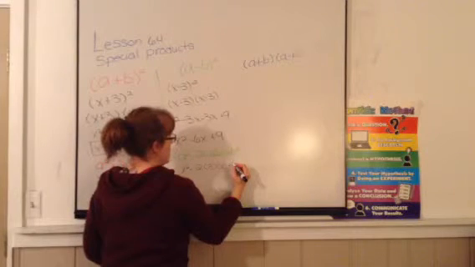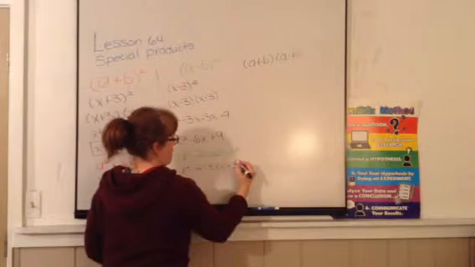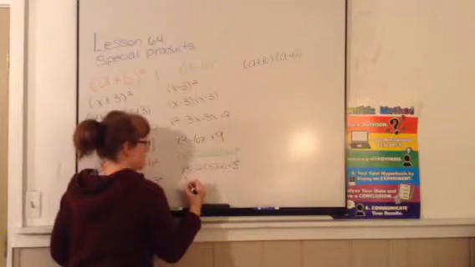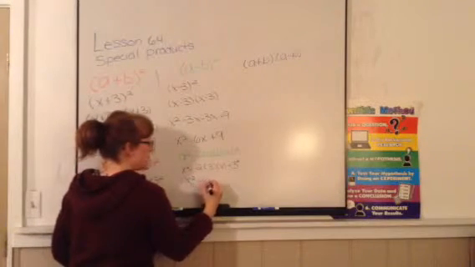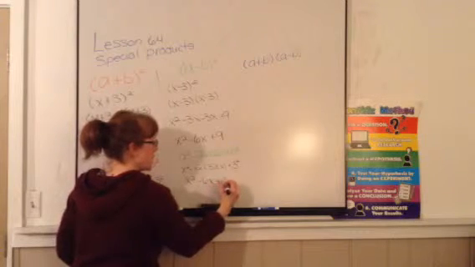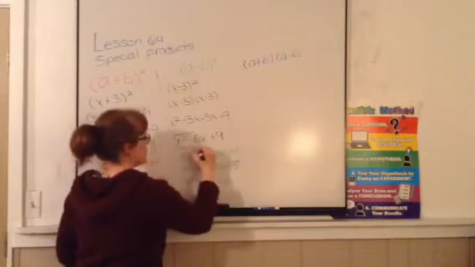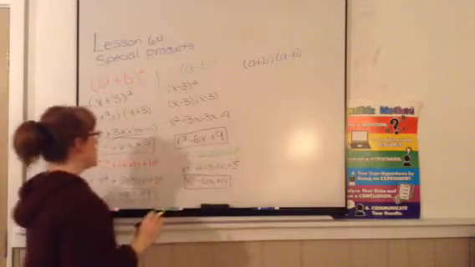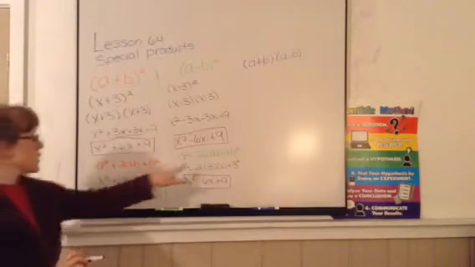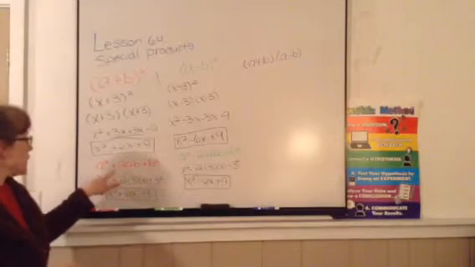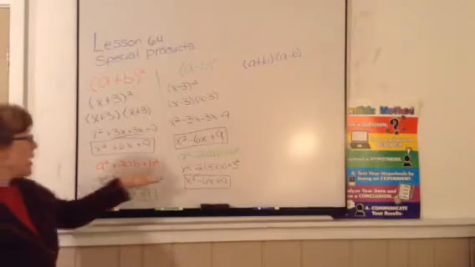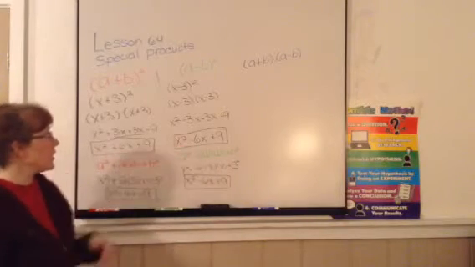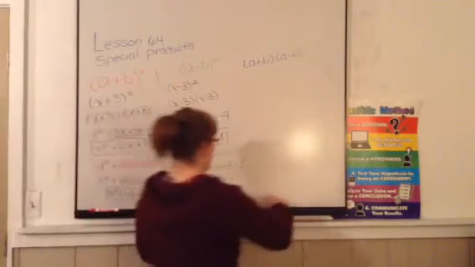So that gives me x squared minus 6x plus 9. And guess what? These match. So the only difference between this one and this one is my middle term is positive here, and my middle term is negative here. You can see that. It's positive here and negative here.